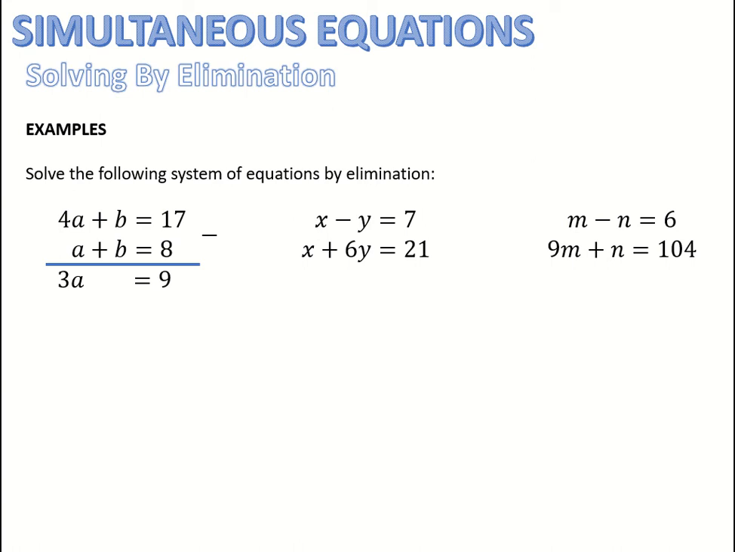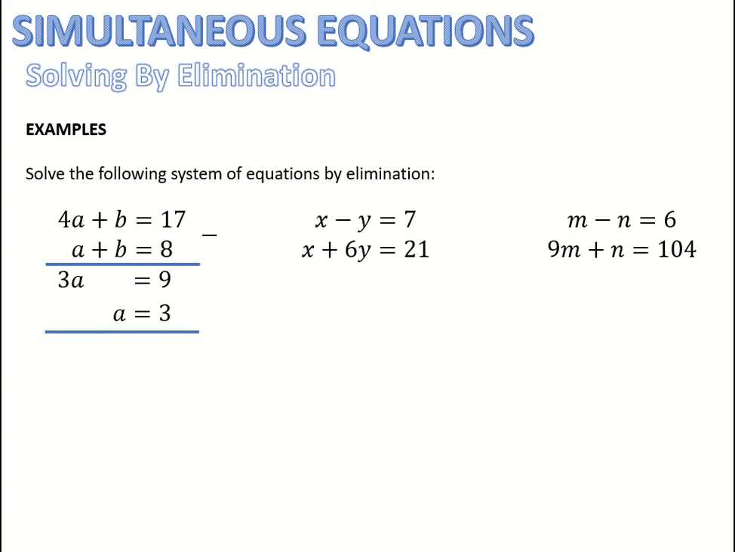Now I've got an equation that's very, very straightforward. If I know that 3 times something is 9, then that something must be 3. I'm basically just dividing both sides by 3. 3a divided by 3 is a, 9 divided by 3 is 3. So I solved it for a. But I have not solved it overall because I still don't know what b is, so I'm going to go on to one further stage.